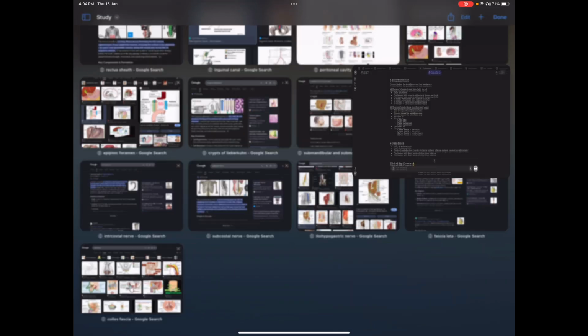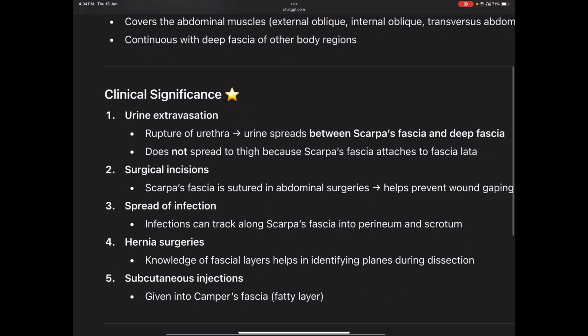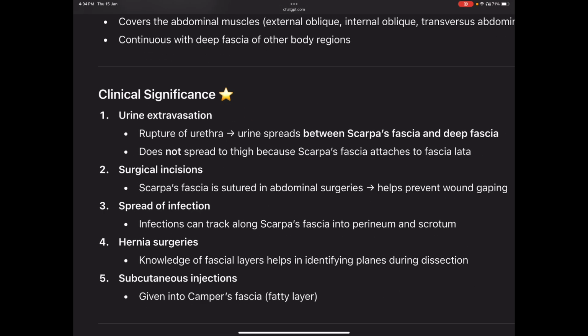Now moving forward, here you can see Camper's fascia, the superficial fatty layer. In males, it becomes the fatty layer of the scrotum, and it's also replaced by the dartos muscle. And in females, it contributes to the labia majora. Whereas when you talk about Scarpa's fascia, there's one thing you need to know. There's a clinical related to it, that Colles fascia here. So urine extravasation is the clinical.